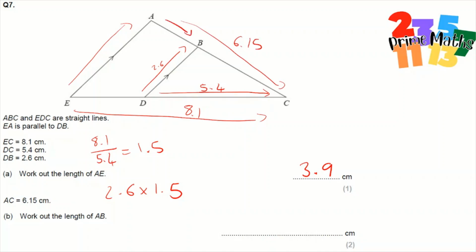We don't know how to work out A to B, but if I do 6.15 divided by 1.5, this will tell me the length from B to C. The length from B to C is 4.1, and then I can subtract 4.1 from 6.15, which will give me my length from A to B, which is 2.05.